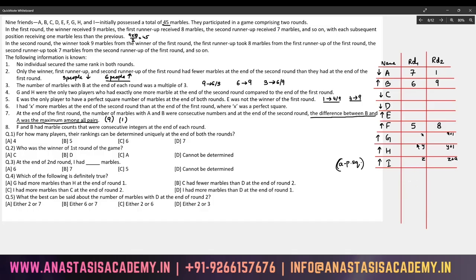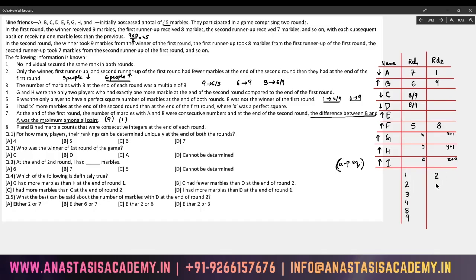Okay. Now, let's see what all scores are left to be distributed in round 1. We have 1, 2, 3, 4, 8, and 9. These scores are left. Now, I know C and D will get 8 or 9. One of these two will get 8 or 9. Only then their scores will go down. That is fine. In round 2, how many scores are left?